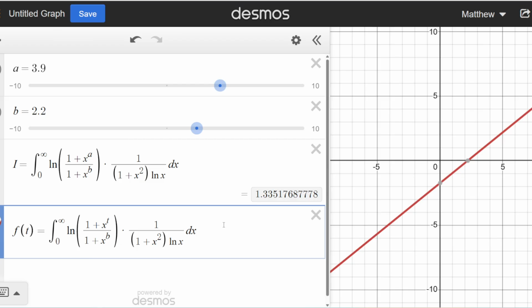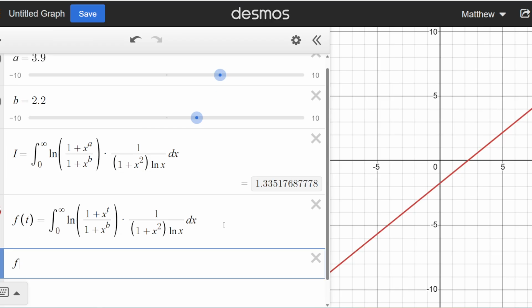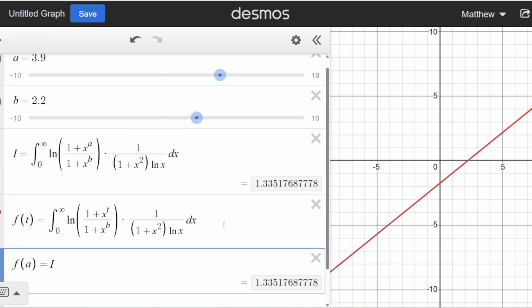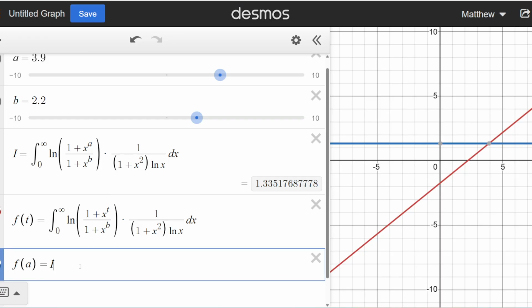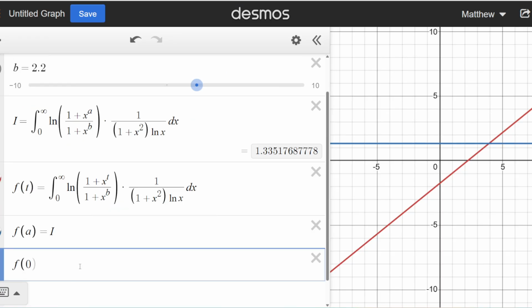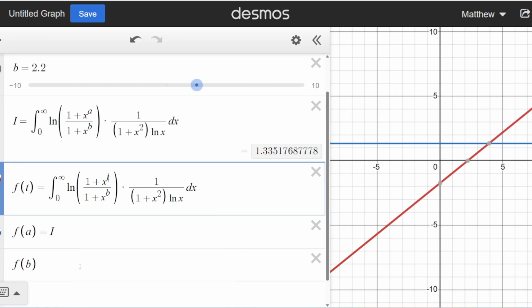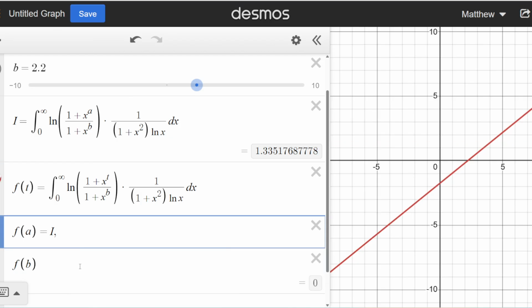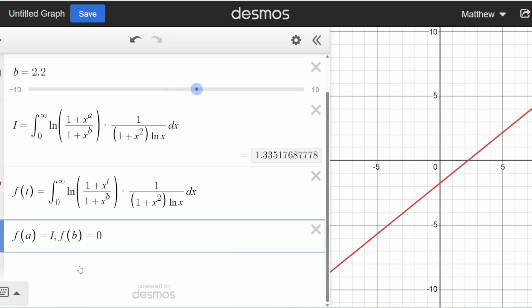So let's see. What are we going to get? Well, first, let's note that f of a is going to give us I, right? That's going to give us back our original integral. And also f at b will give us 0 because we'll end up with 1 plus x to the b upstairs and downstairs in our natural log. That's just going to become a natural log of 1, which would go to 0. So we can say f of b is equal to 0.